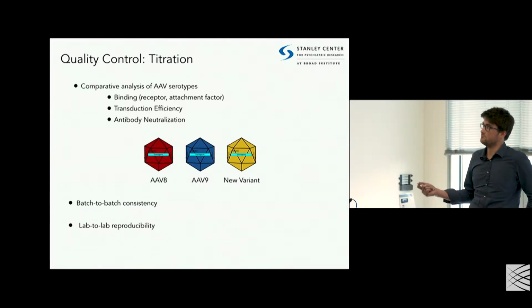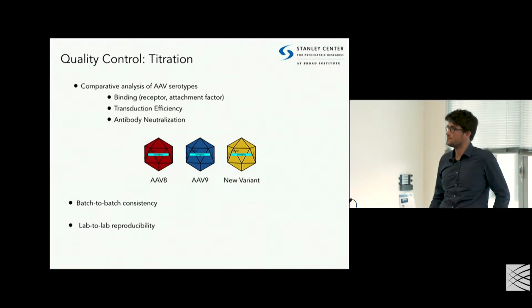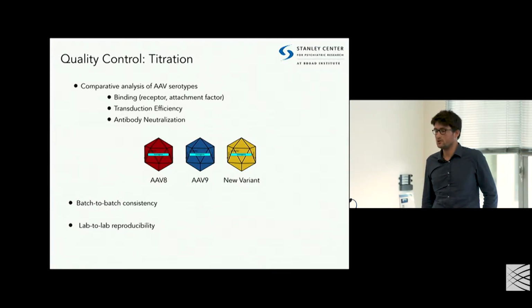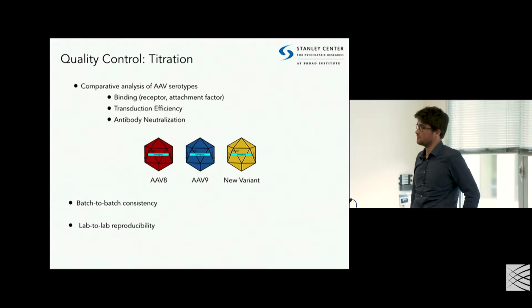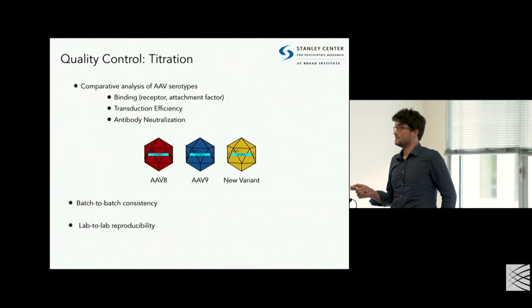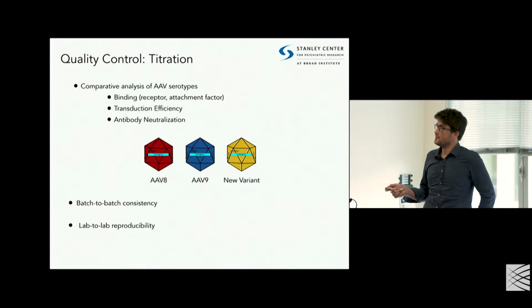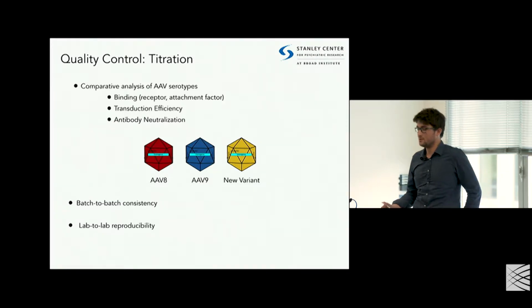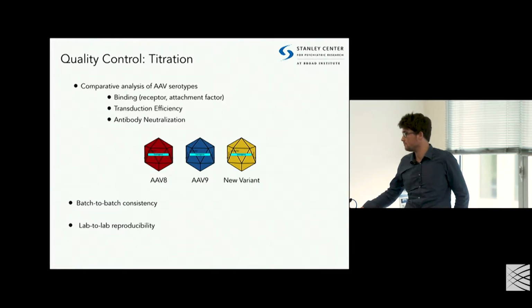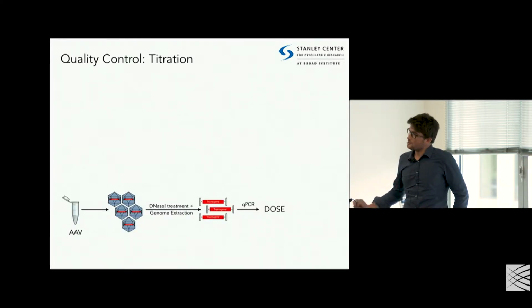So if you can do a binding assay or transduction, assess transduction efficiency or antibody neutralization, if your titers are not right, this is not going to be right either. So batch-to-batch consistency is very important. And since every lab has its own protocol, it can also become challenging to reproduce experiments between different facilities. So how do you quantify those?